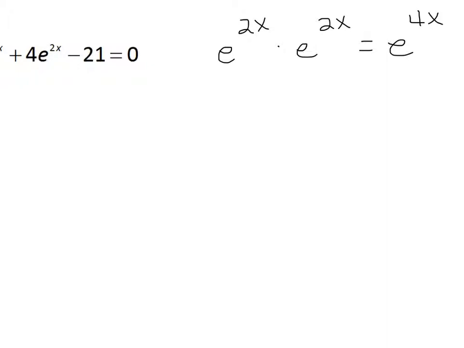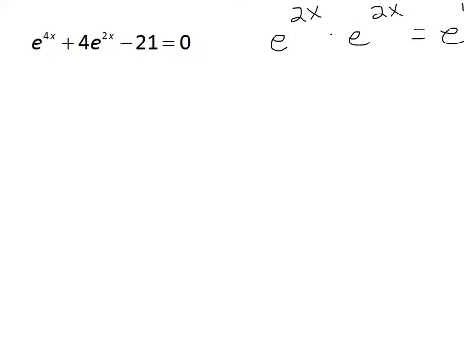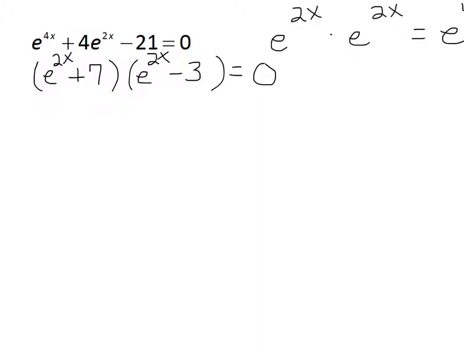So looking back at my equation, I see that if I could divide it into two pieces, whose first term is e to the 2x, when I multiply them together, I will have the appropriate leading term. So now I just need to come up with two numbers whose product is negative 21, whose sum is positive 4. And 7 and negative 3 are the winners because they multiply together to make negative 21 and add up to 4.